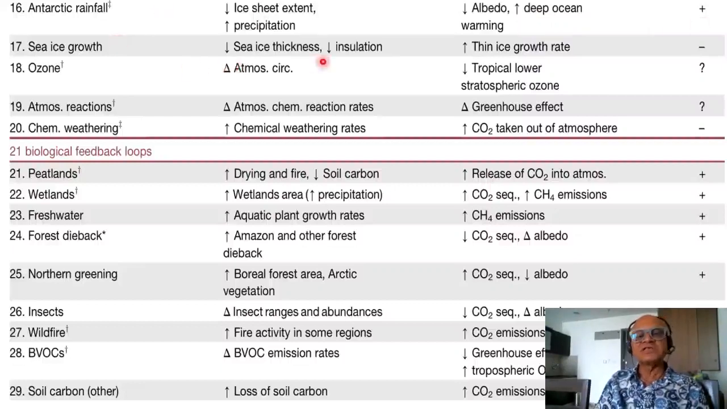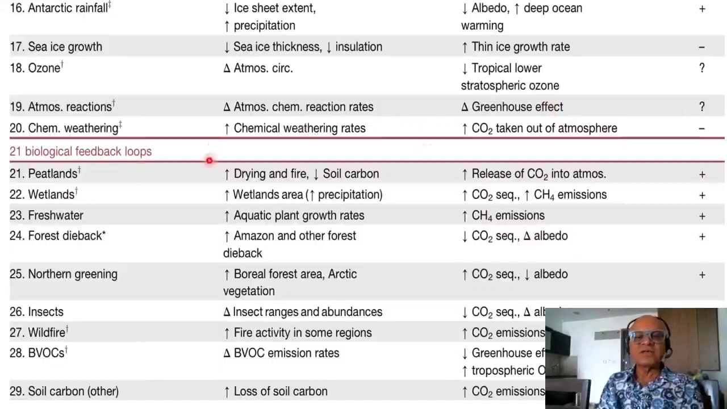Sea ice growth, sea ice thickness reduction, and insulation reduction lead to the loss of ocean heat. So this can thin the ice growth rate and can become a negative feedback because albedo can decrease and ocean can absorb more heat, but that's a temporary sequestration anyways. Ozone can be lowered because of tropical lower stratospheric ozone, so unknown effects in terms of positive or negative feedbacks. Atmospheric reaction rates change, greenhouse effects will change, but we don't know the net effect yet.